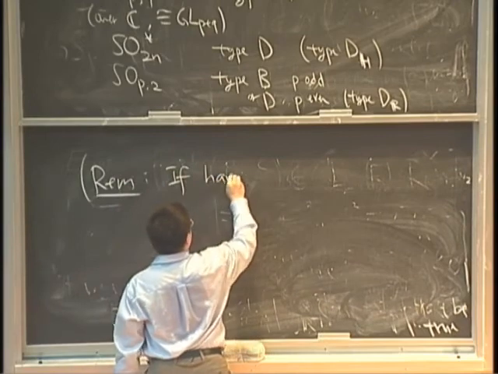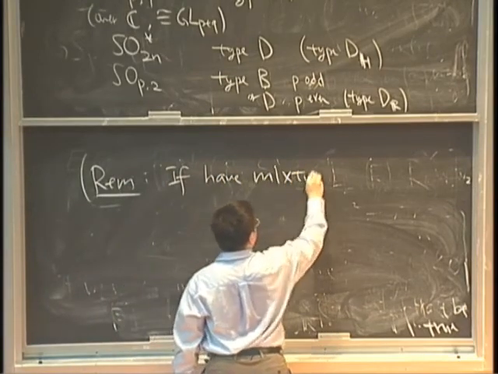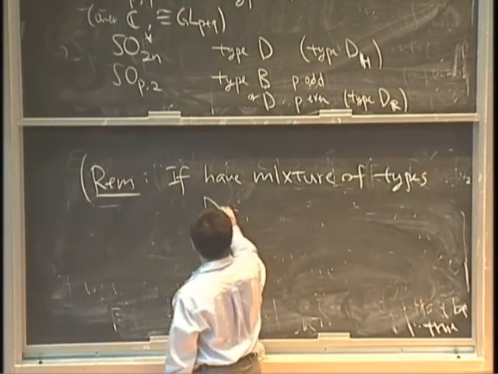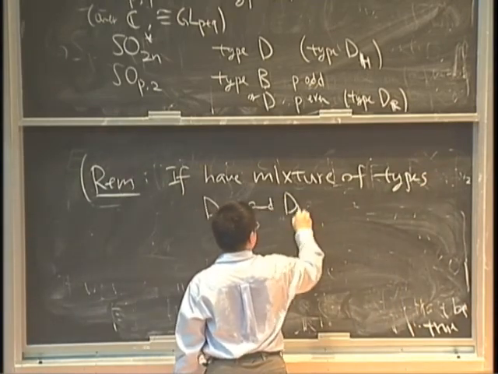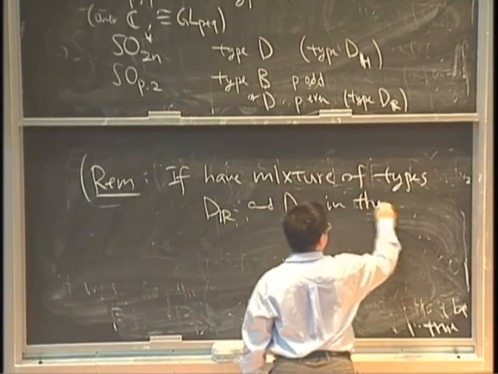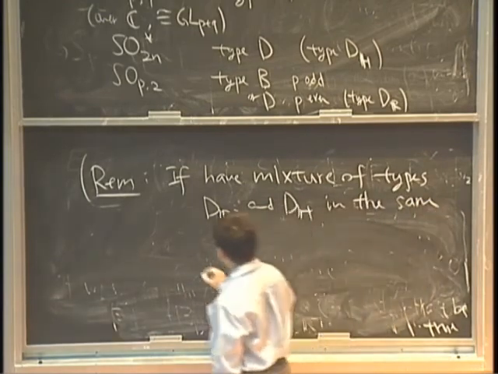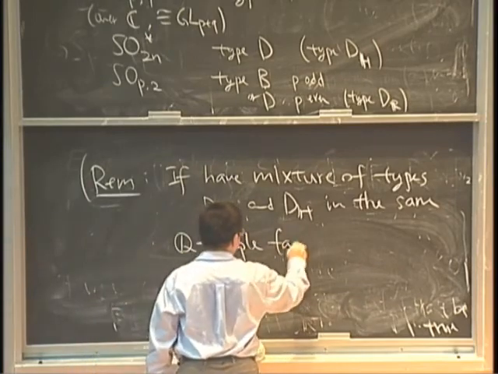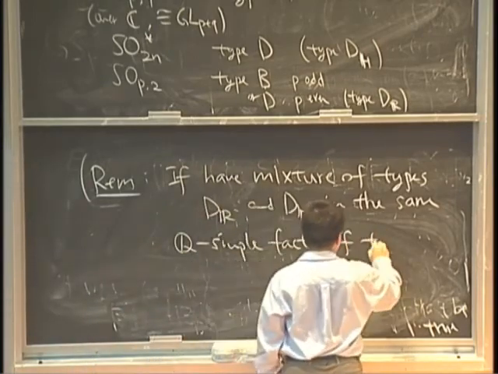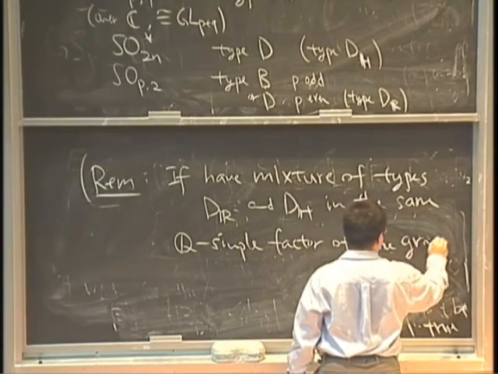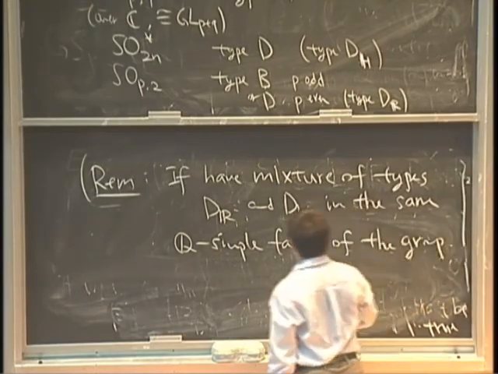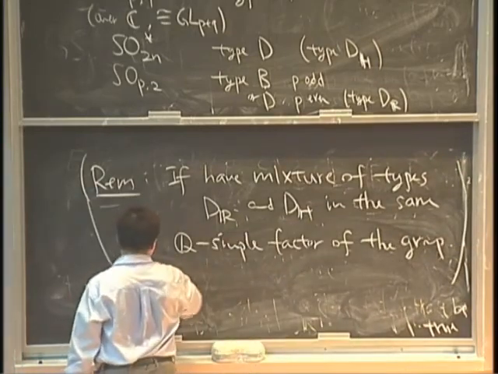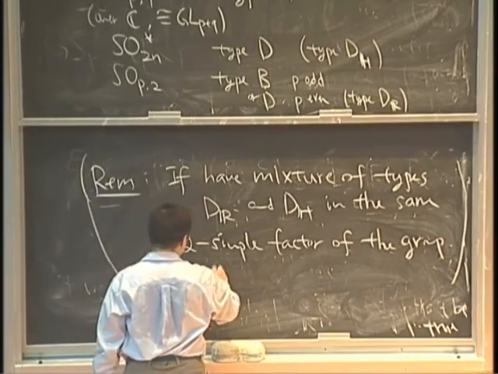If you have a mixture of types DR and DH in the same Q simple factor of the group, this means over Q they look like the same factor, but over R they don't look like the same factor. Not abelian type.